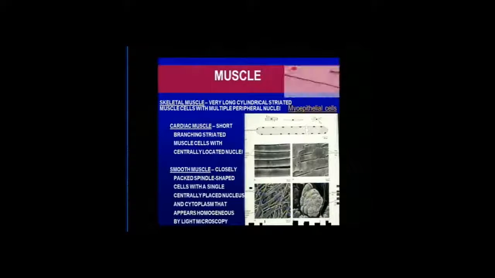There is another type of muscle, and that's the myoepithelium, and we can see it here on the bottom right-hand side where it makes a net around a sweat gland. And also you can see it at the top in the eye. This is the dilator muscle. Those are myoepithelial cells in the eye.